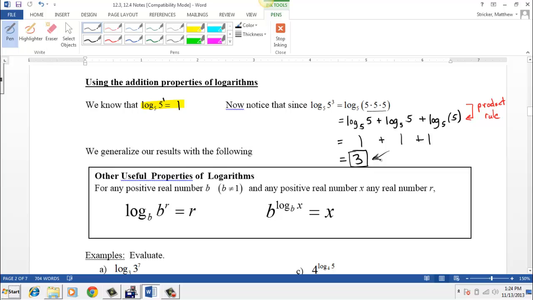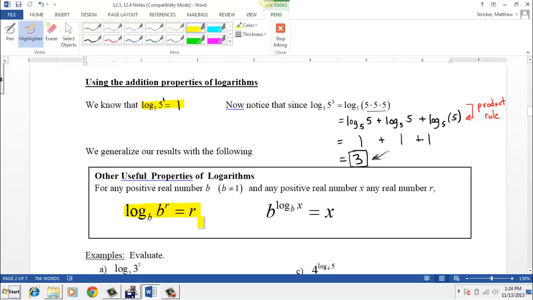So generalizing that result, down below here we see that log base b of b to the r is equal to r. So here, power 1, here's power 3. We take the log of those exponents, we just get the powers. So here the r, log base b of b to the r becomes r.